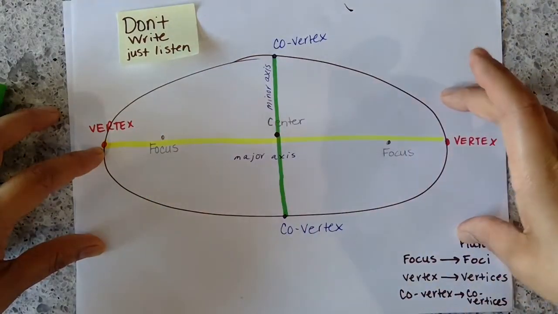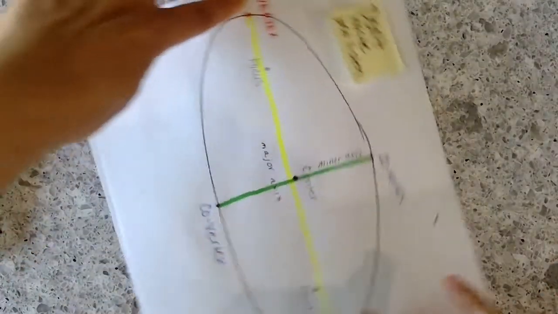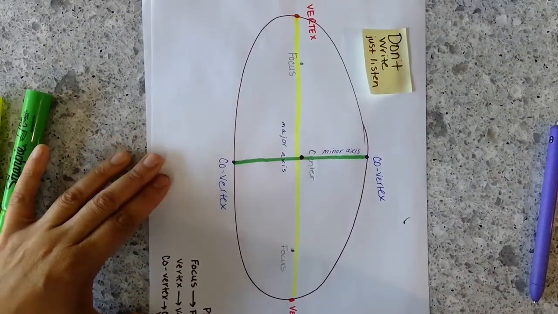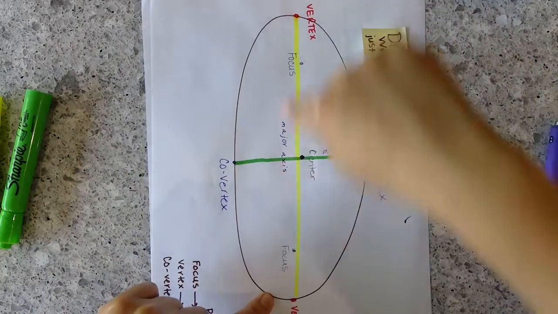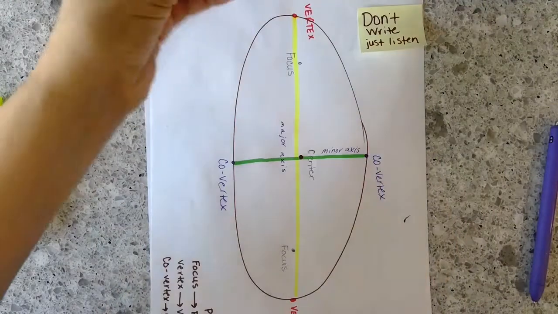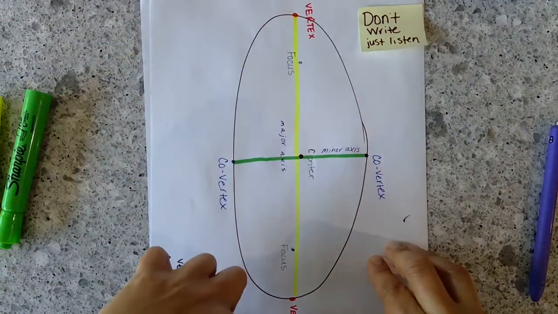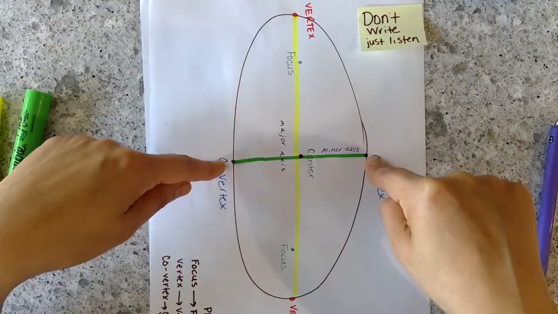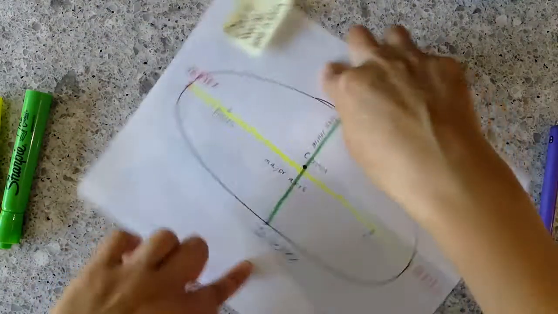Now, this is if it's oriented horizontally. If it was oriented vertically, the same is still going to be true. This is still your major axis. How do you know? Because it's always along the longer one. So this is still your major axis. These become your vertices, and these are still your co-vertices. It doesn't matter which way it's oriented.